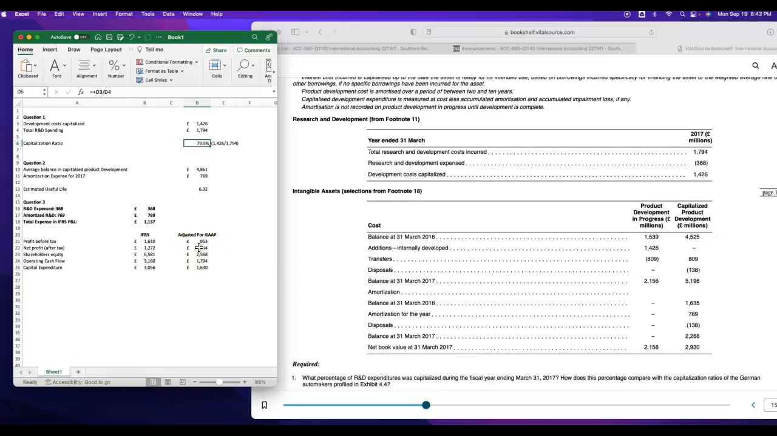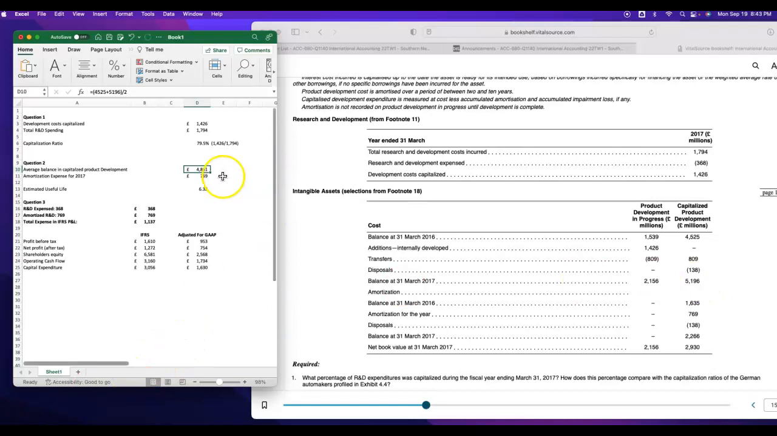So let's take a quick look at question number 2. It's asking for the average balance in the capitalized product development cost account during the fiscal year 2017. So what it's asking for is just a simple average. So it's the beginning balance, the 4525, plus the 5196 divided by 2. So just a simple average, right?